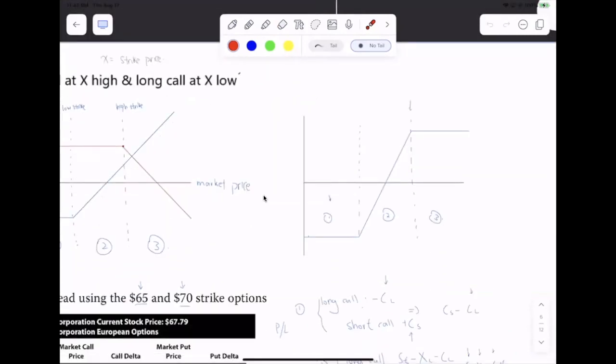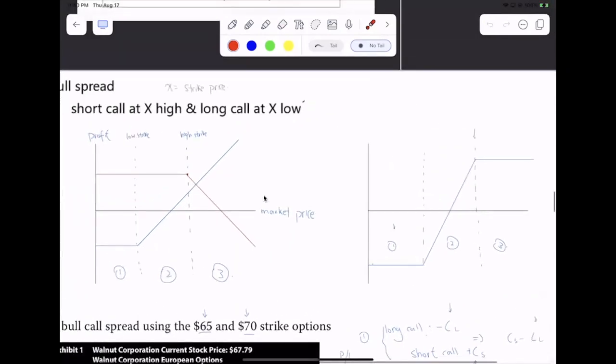Now you may wonder, why does the graph combine to be this squiggly line? Let's return to the original graph and look at the first segment. In the first segment, neither options are triggered. So the payoff would be the difference between two option premiums. And the two option premiums are different because they have different strike prices.